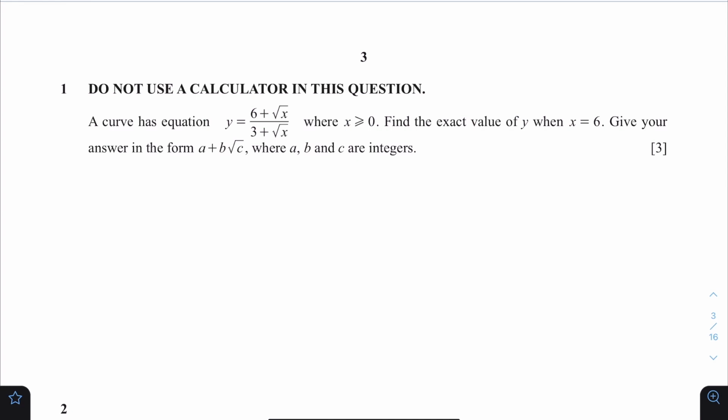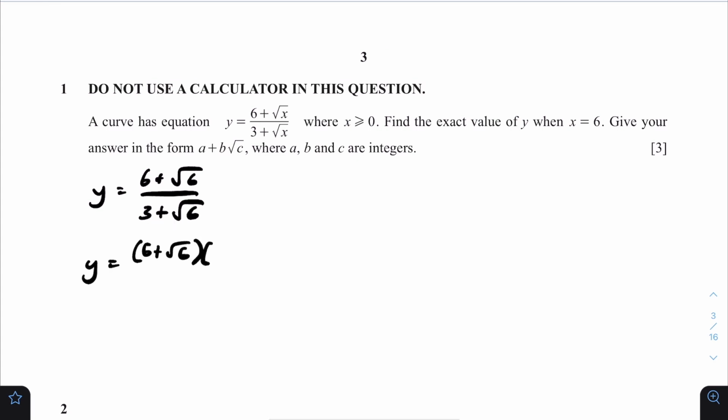So it's giving us the value of x and it's asking us to find y. So let's just substitute x in there. So we have y is equal to 6 plus root x, which is root 6 in this case, over 3 plus root 6. Now let's rationalize the denominator to get rid of this surd. So we have y is equal to 6 plus root 6 times 3 minus root 6 over 3 plus root 6 times 3 minus root 6. Again, remember that a positive and negative sign will cancel out the surds, and what you do to the top, you have to do to the bottom.